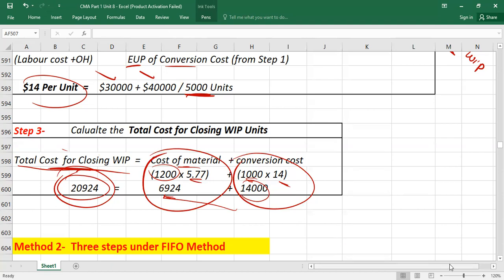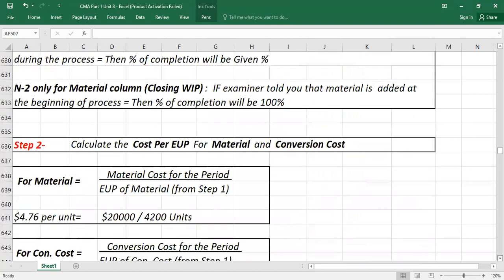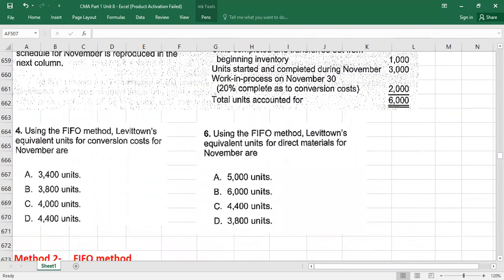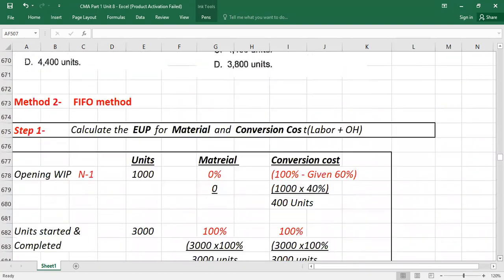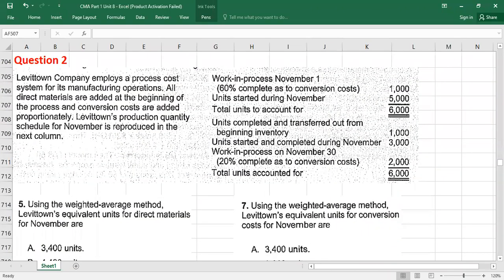So let me, guys, just practice one question for you, quickly, then we will move to the 5 minute. Let me find out the question. This is weighted average. So guys, please read this question. It's on your screen. Go through this question.